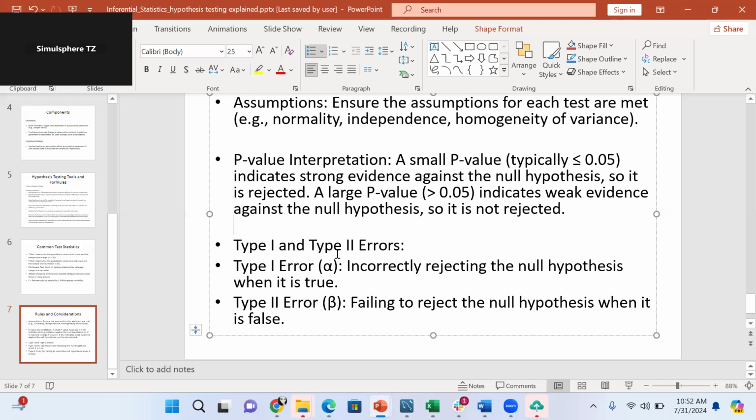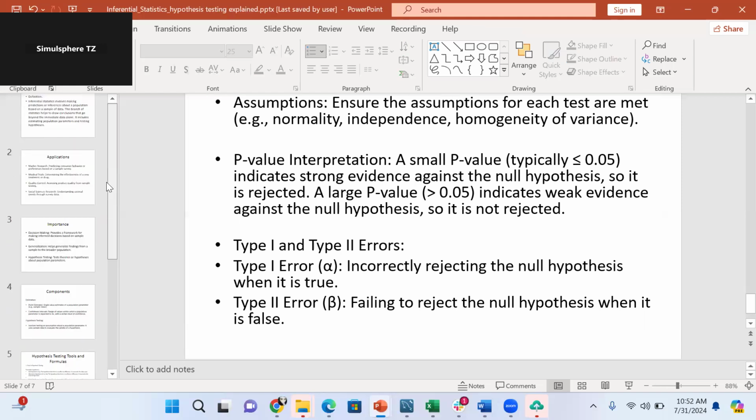And then we have type 1 and type 2 errors. We have the type 1 error for the alpha, which shows that we are incorrectly rejecting the null hypothesis when it is true. And then the type 2 error, which is the beta, shows to fail to reject the null hypothesis when it is false.